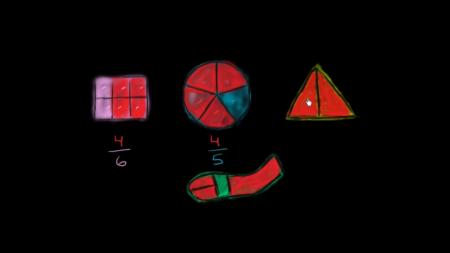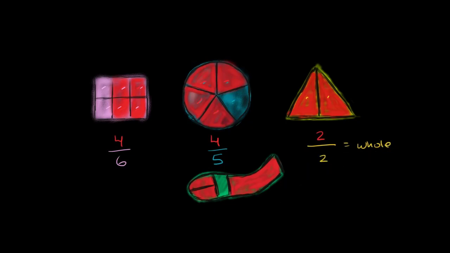Now in this figure, I have 2 equal sections, and both of them are shaded in. So we would say 2 halves of this figure are shaded in. And once again, if 2 halves are shaded in, that means everything is shaded in. That this represents a whole.